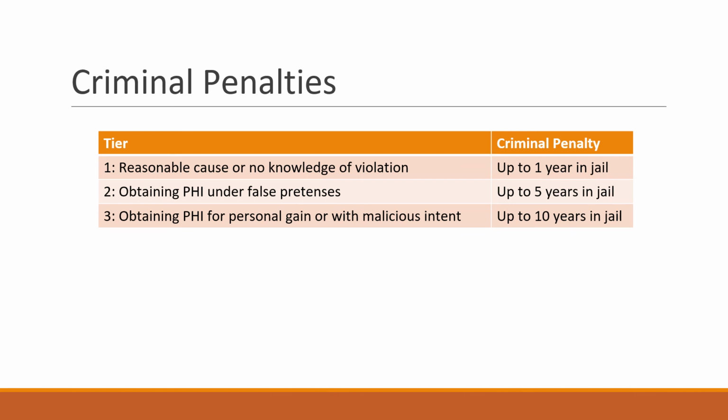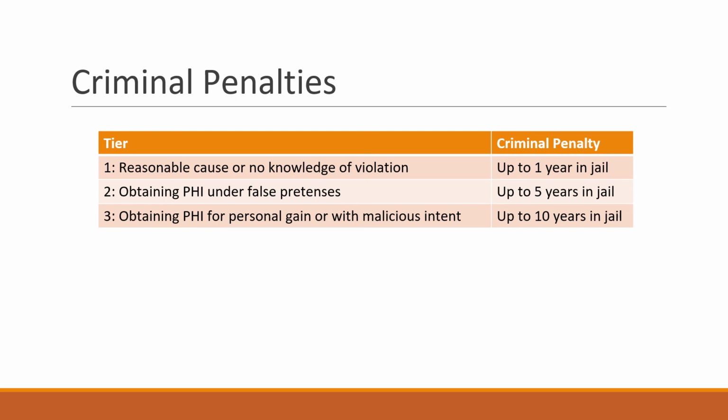Some examples that could fall under these would be sending information unencrypted for tier 1 to an entity that shouldn't have received the information. Typically that's not going to be 1 year in jail, but depending on the circumstances, it could be. Obtaining PHI under false pretenses. An example of that could be saying that you are a nurse at a facility and you need records from another facility because the patient has transferred to your facility. And that's not the case.